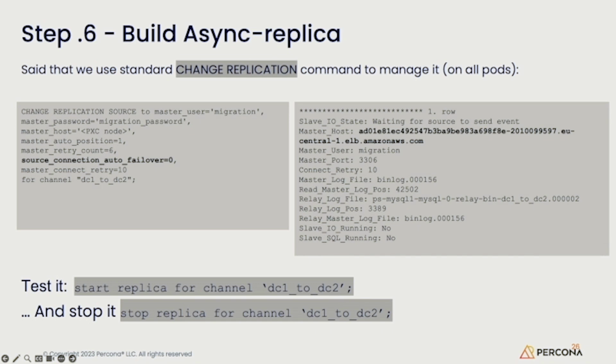Let me clarify a couple of things from this command, which are very important. Number one, source_connection_auto_failover. We're going to configure this later within the group replication cluster because we want the asynchronous replication to remain running even if the actual node acting as a replica goes down. And the second part is that we need to name a channel. This is pretty much mandatory in 8.0 now. You need to name the channel because group replication will have its own replication channel, so you need to somehow separate them.